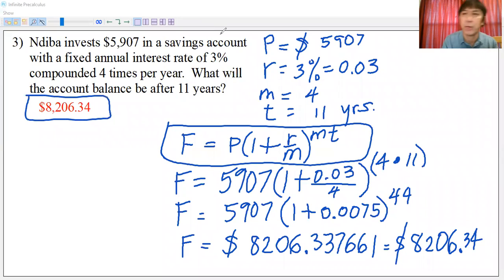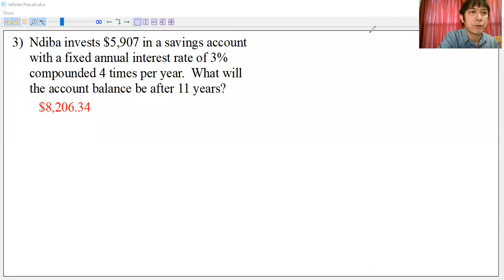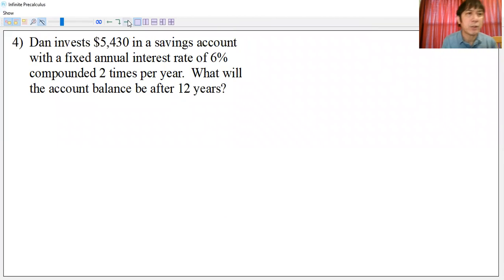Over here, you can see the red numbers. Okay, confirmation. And we have the next number 4. Let's continue with number 4. Here's number 4. Dan invests $5,430 in a savings account with a fixed annual interest rate of 6%, compounded 2 times per year, semi-annually. What will the account balance be after 12 years?